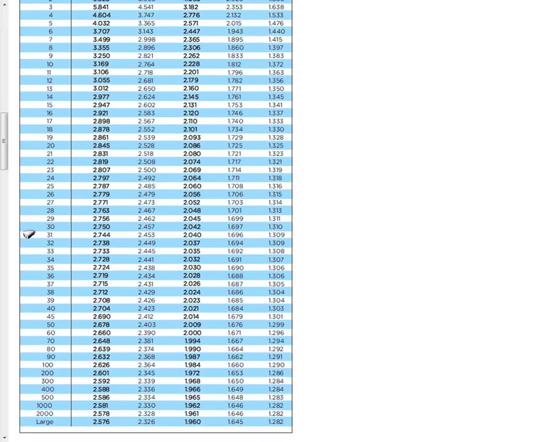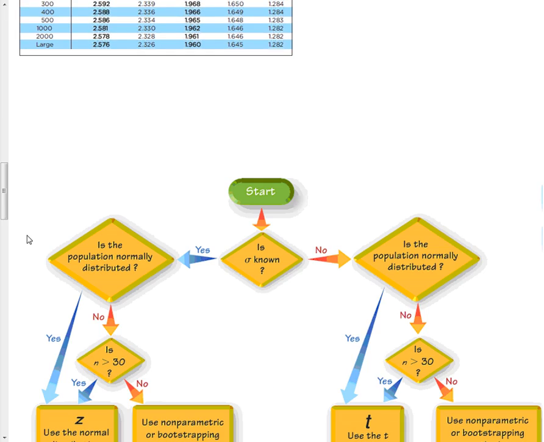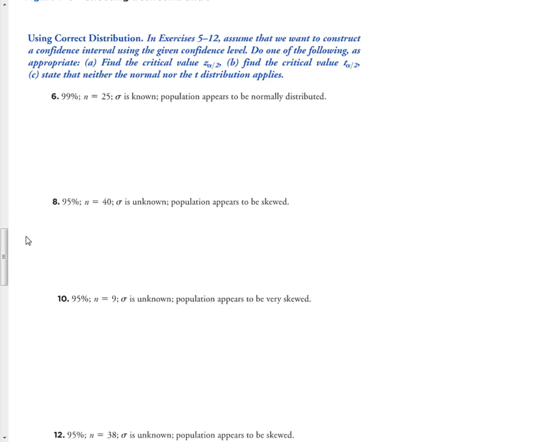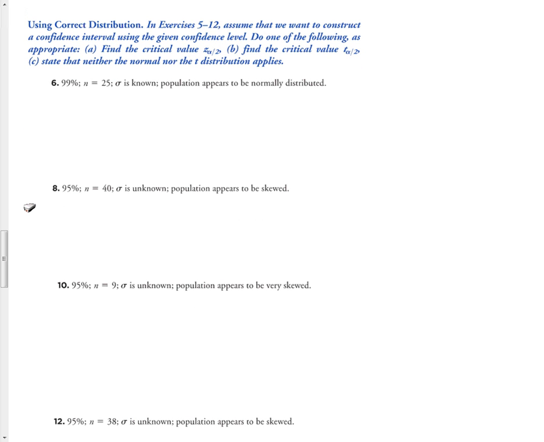So if we have to find a critical Z, we're going to use the calculator. If we have to find a critical T, we're going to use table A3. So using the correct distribution. In exercises 5 through 12, assume that we want to construct a confidence interval using the given confidence level. Do one of the following as appropriate. So we're either going to A, find the critical Z value.